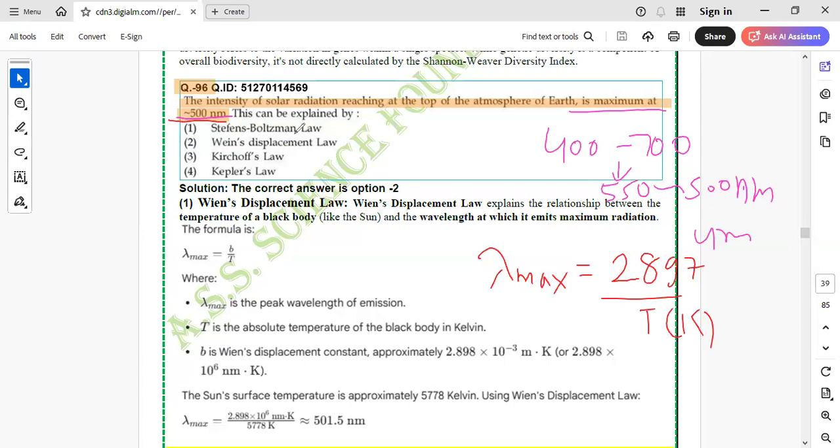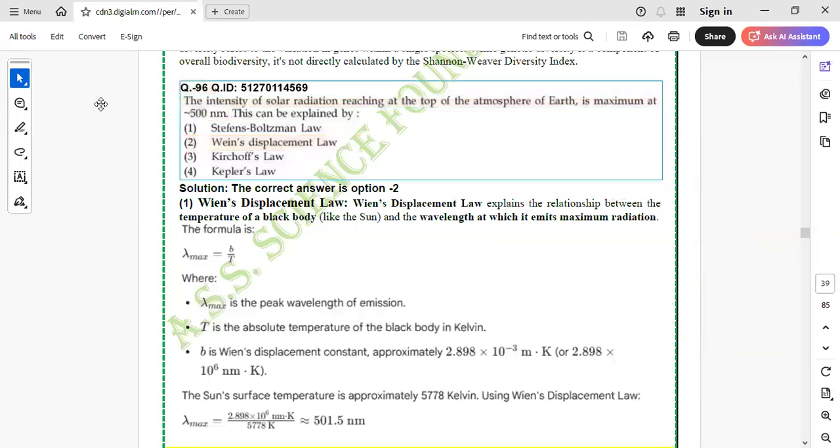So that's why the correct answer here is Wien's displacement law without any doubt. Right. So Wien's displacement law is the correct answer for this question. And the hint was given that 500 nanometer is the lambda max. So lambda max is stopped only in that. And rest of the laws you know very well.